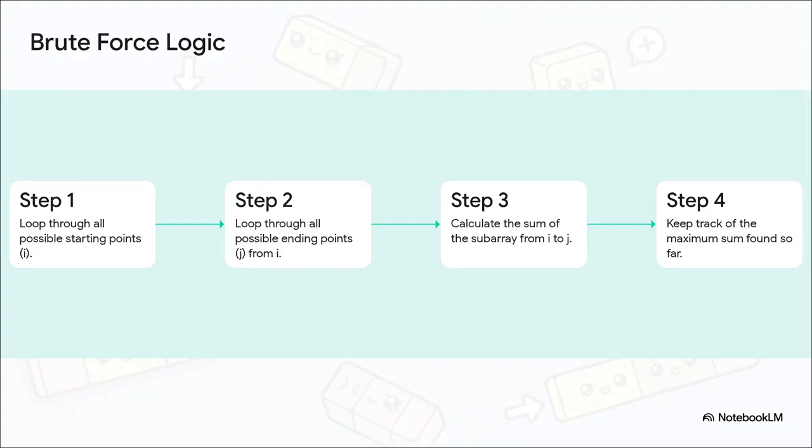I mean, the logic here is pretty simple, right? You literally check everything. You start at the first number and you add up every possible subarray that starts there. Then you move to the second number and do it all over again, and again, and again. You can see how this gets out of hand really fast. For a huge list of stock data, this is just not going to work.